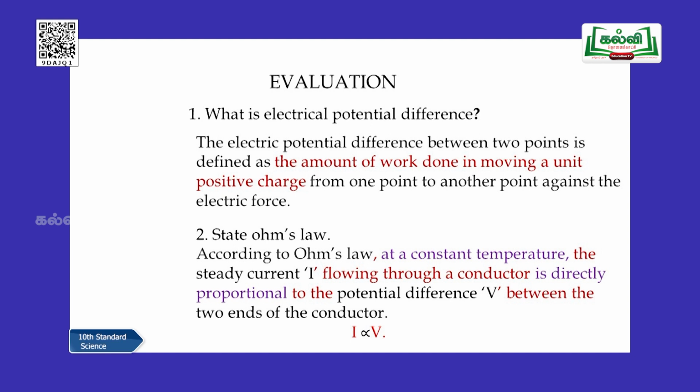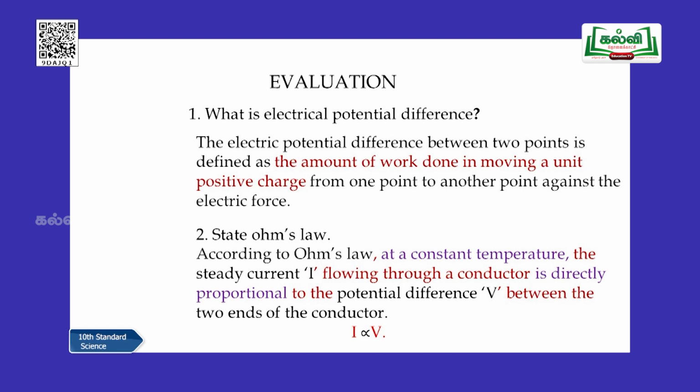In this you have to remember, you have to write at a constant temperature, and then you have to write the steady current I. Next you have to write directly proportional to the potential difference between the two ends of the conductor. So you have to highlight the words constant temperature, steady current, and then potential difference V. So I proportional to V.